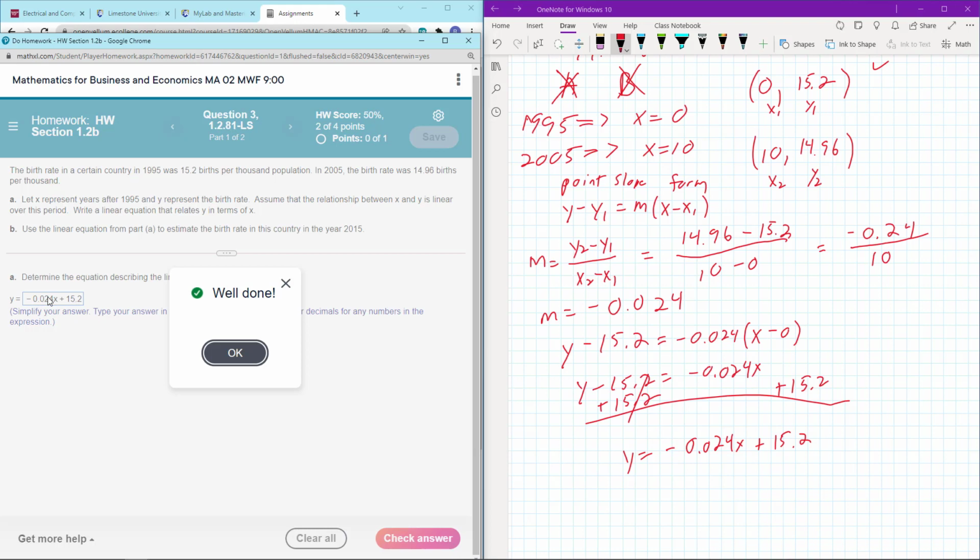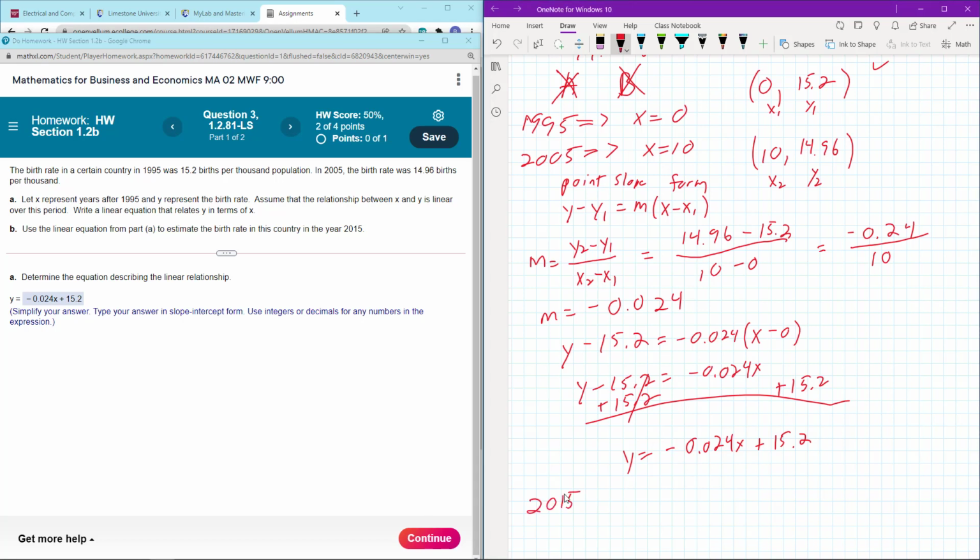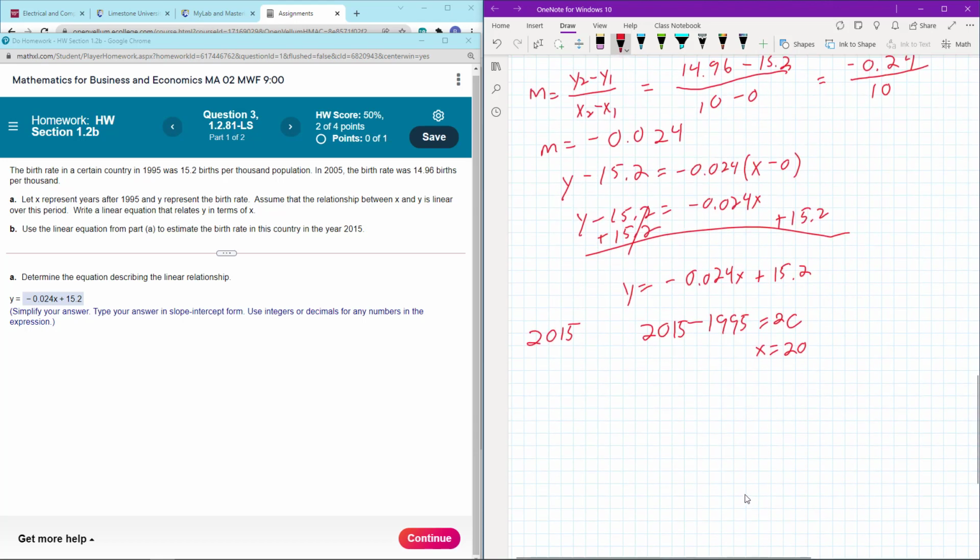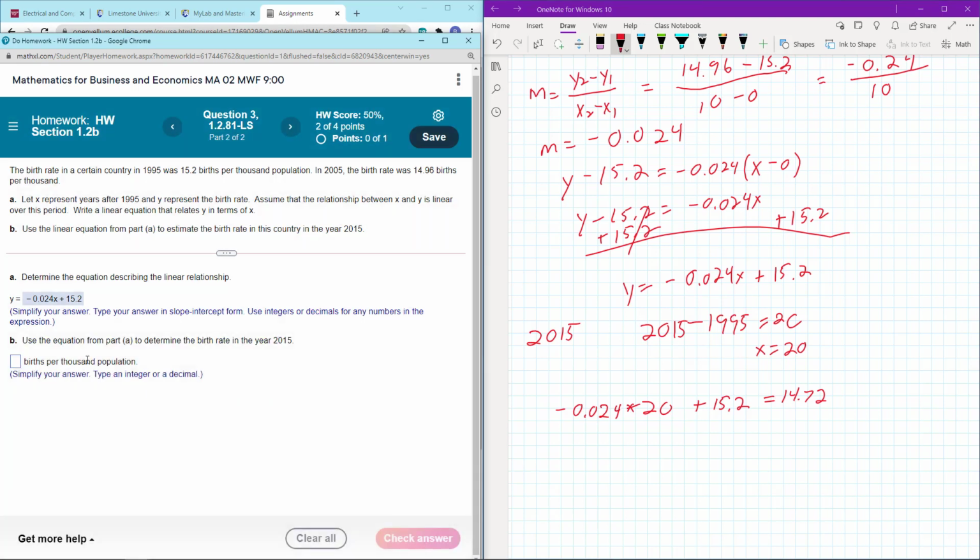Okay. Now, part B is to estimate the birth rate at the year 2015. Okay, well 2015 is basically 20 years after 1995. 2015 minus 1995 is equal to 20. So in this case, x is equal to 20. So all we want to do is compute negative 0.024 times 20 plus 15.2. And that will give us 14.72. Now in the question, they want us to simplify our answer and type it as an integer or a decimal.